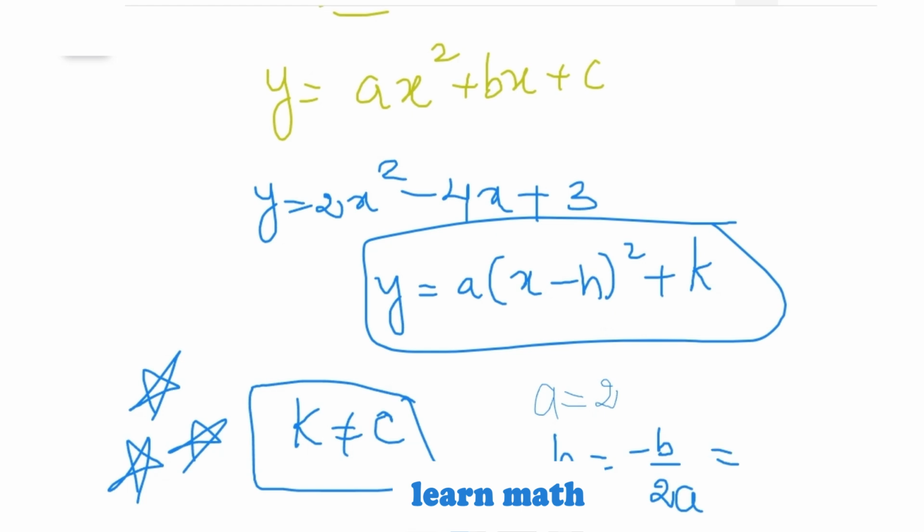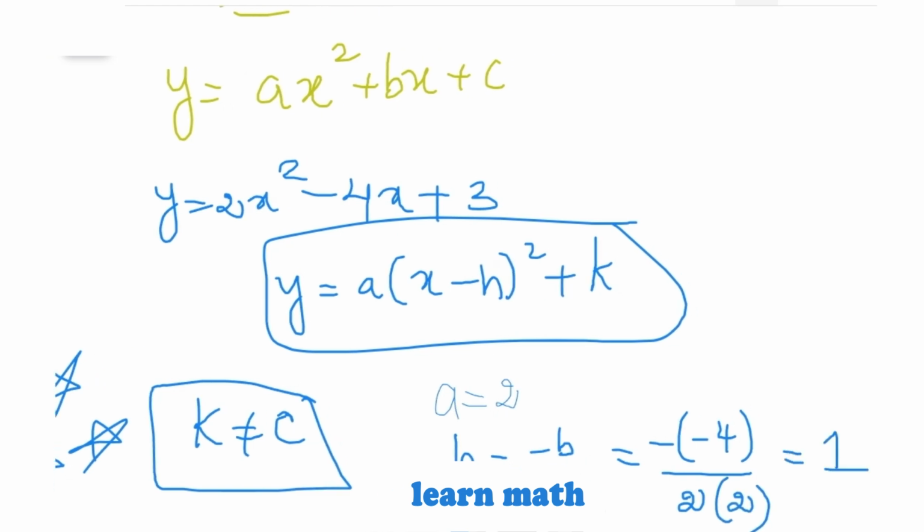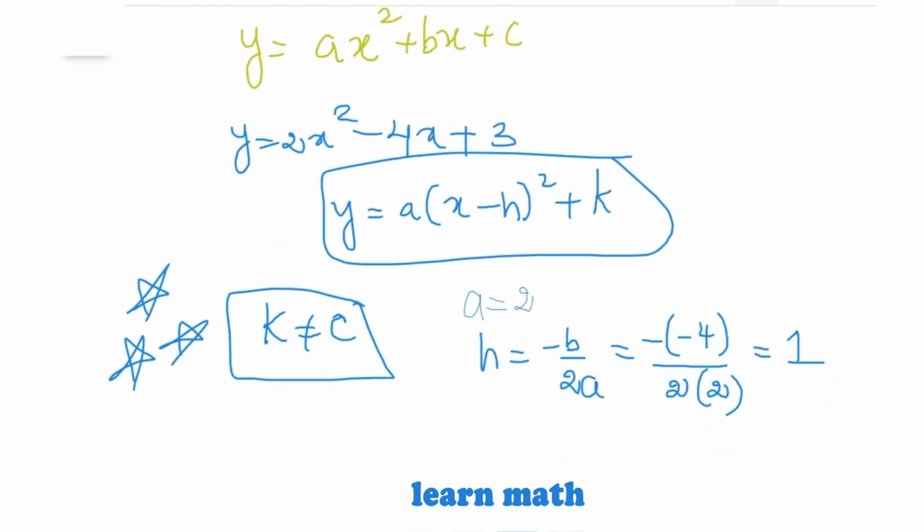So 4 over 2 times 2, which is 4, which is 1. The h value is 1. Now we got the a value, and we also got the h value. Now, what is left? k. How do we get k now?